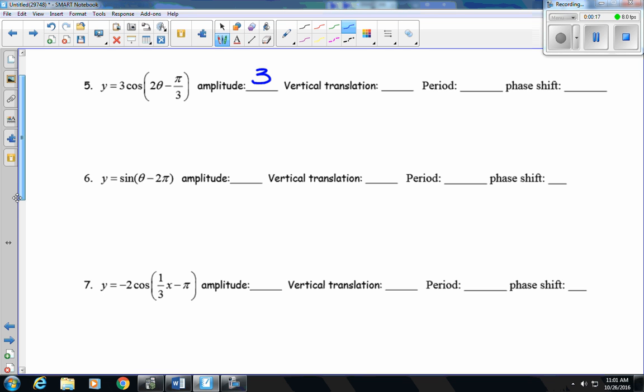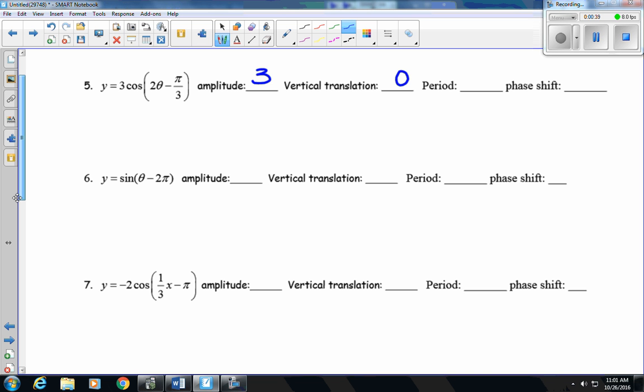All right, we discovered earlier, because of the question that someone asked about WebAssign, that if there is no vertical translation, in WebAssign you need to put 0. So I'm going to put a 0 here. For me, you could put none, you could put NA, but for WebAssign they want a 0, so that's how I'll put it down here.